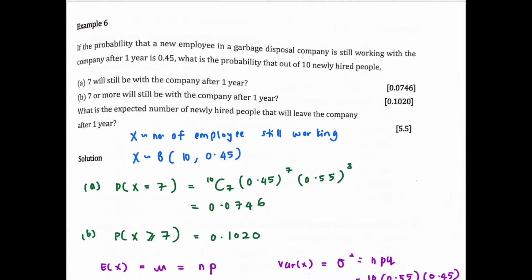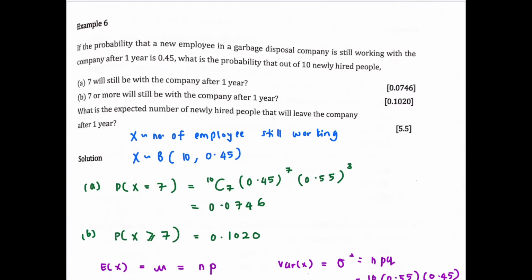If the probability that a new employee in a garbage disposal company is still working with the company after 1 year is 0.45, what is the probability that out of 10 newly hired people, 7 will still be with the company after 1 year? So this continues from the binomial method that you learned last week. Always define the random variable X first. X here is the number of employees still working with the company, and then X follows binomial with n is 10 and your probability of success event is 0.45.